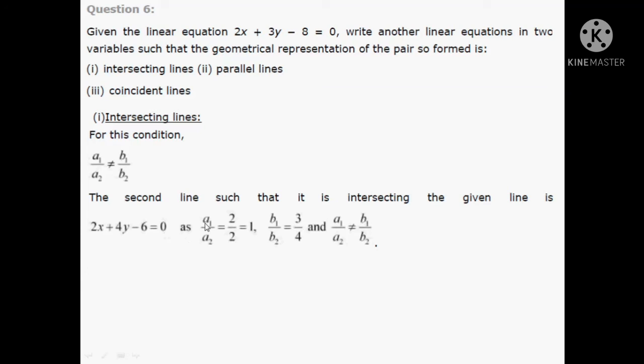In this case, let us check the coefficients. a1 by a2 is 2 by 2, which is 1, and b1 by b2 is 3 by 4. That means a1 by a2 is not equal to b1 by b2. Therefore, they are intersecting lines.